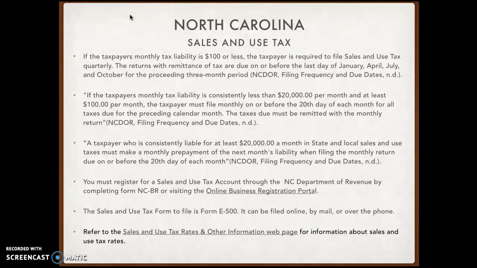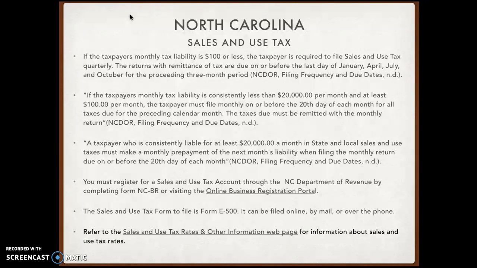A taxpayer who is consistently liable for at least $20,000 a month in state and local taxes, sales and use, must make a monthly prepayment of the next month's liability when filing the monthly return due on or before the 20th day of each month.